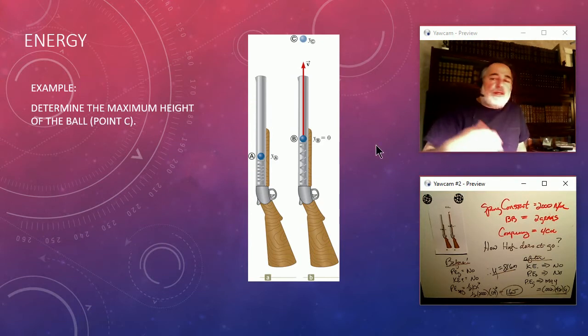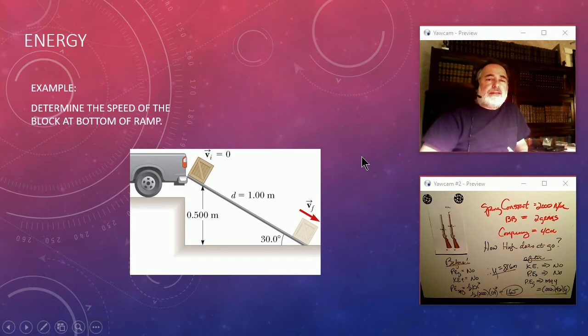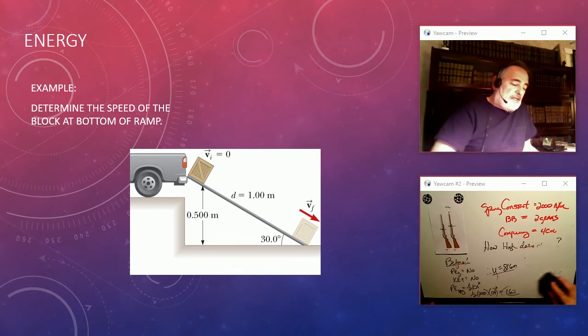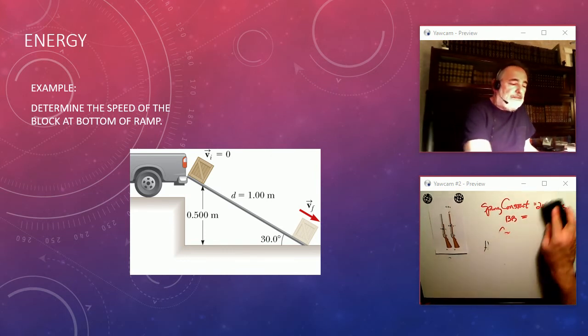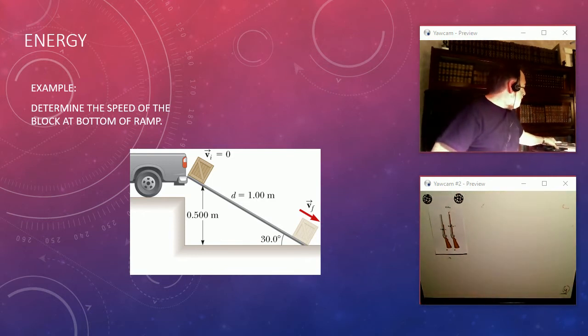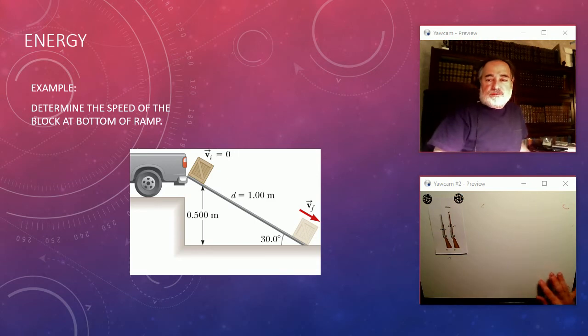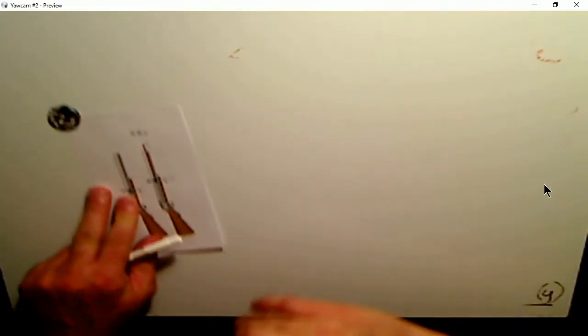So that's another typical example that shows you conservation of energy. Let's take this one: determining the speed at the bottom of a ramp. This box is going down the ramp, and we're trying to figure out what the speed is going down this ramp. Well, there's a few pieces of information we need to know for that, right?